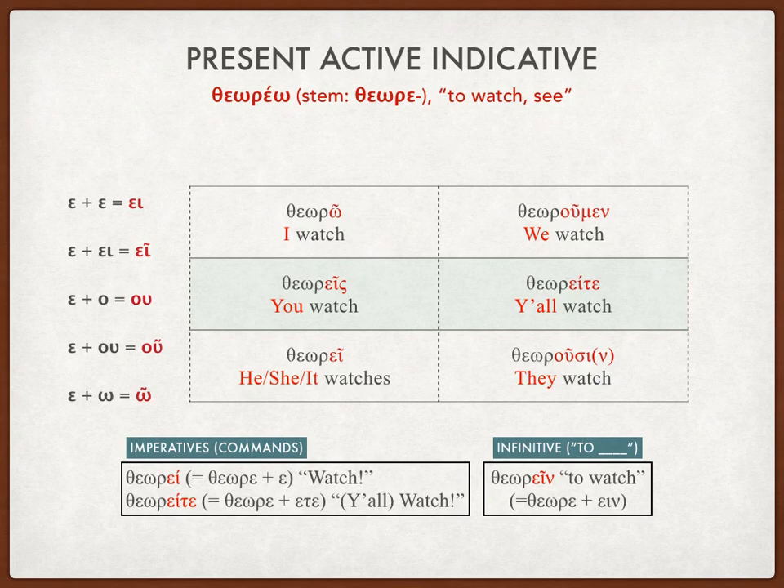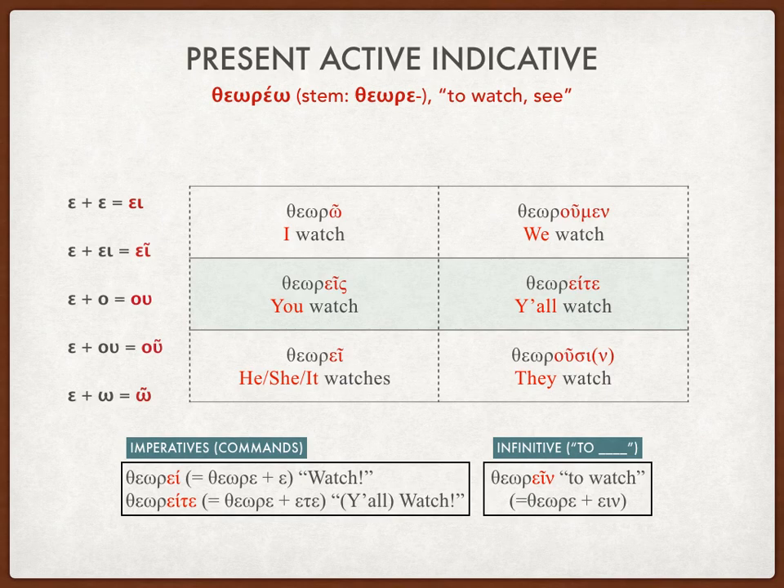Theoroumen, we watch. What happened there? Well, the ending normally, like you saw on the last slide, is omen, just an omicron before men. When that omicron runs into epsilon, if you look on the left side of the screen, three entries down, epsilon plus omicron gives you ou, omicron upsilon. They combine to a different sound.